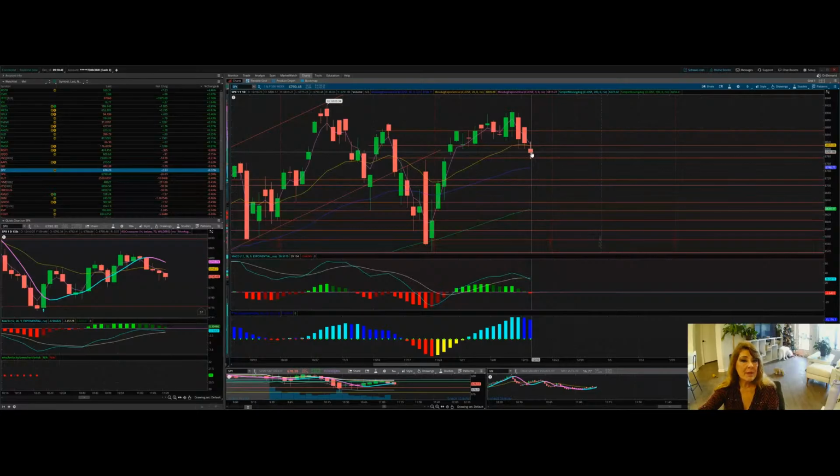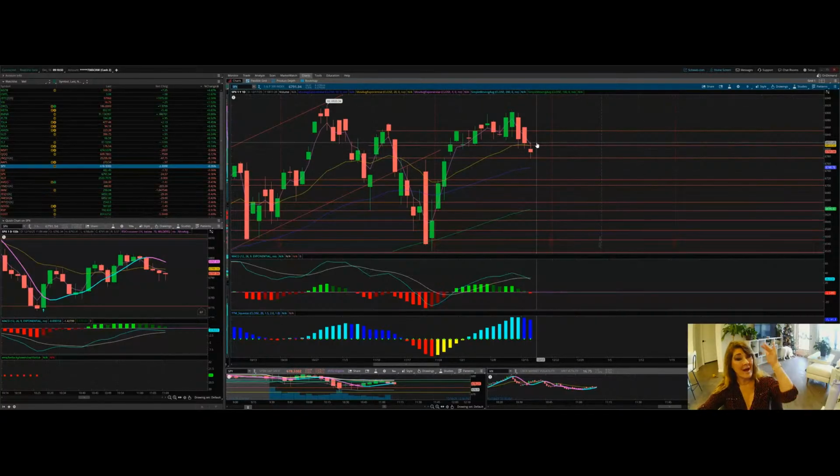And I should say period, because the wick can represent any period of time. It doesn't have to be a day. It can be a minute. It can be a 15-minute. It can be anything you want it to be. But that is what wicks represent, highs and lows, and the body of the candle represents open and close.